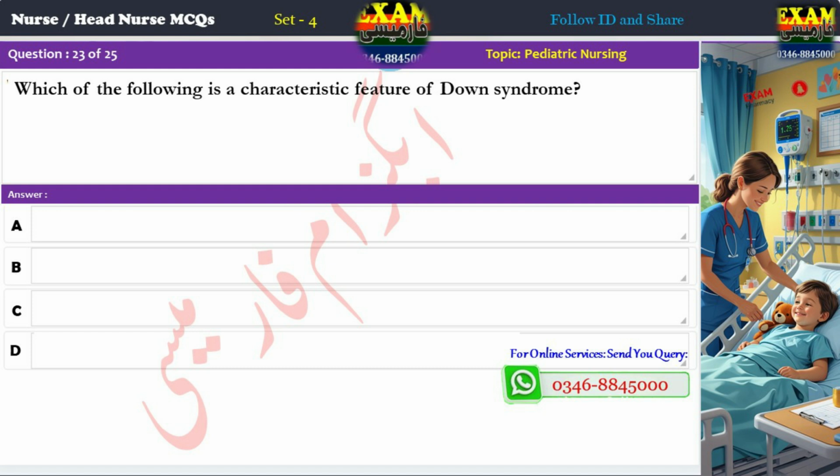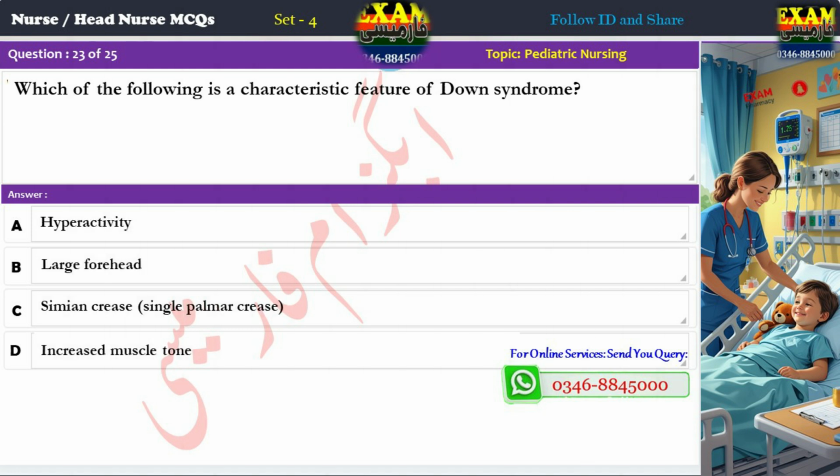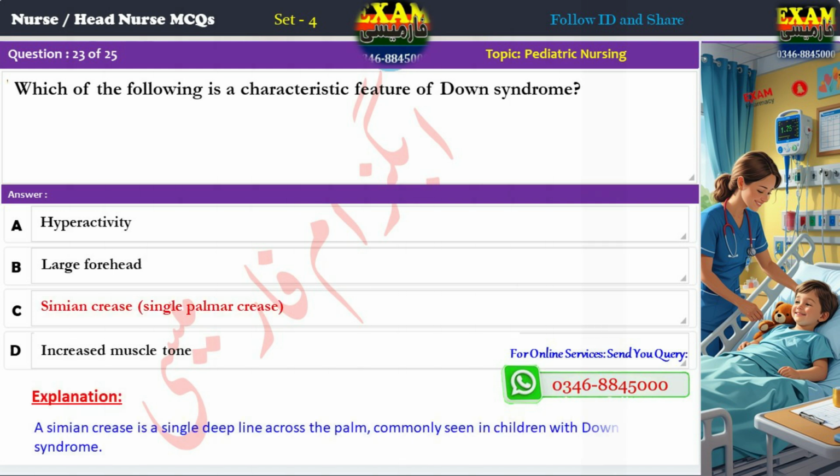Question 23. Which of the following is a characteristic feature of Down syndrome? A. Hyperactivity. B. Large forehead. C. Simian crease, single palmar crease. D. Increased muscle tone. Correct answer: C. Simian crease, single palmar crease. Explanation: A simian crease is a single deep line across the palm, commonly seen in children with Down syndrome.